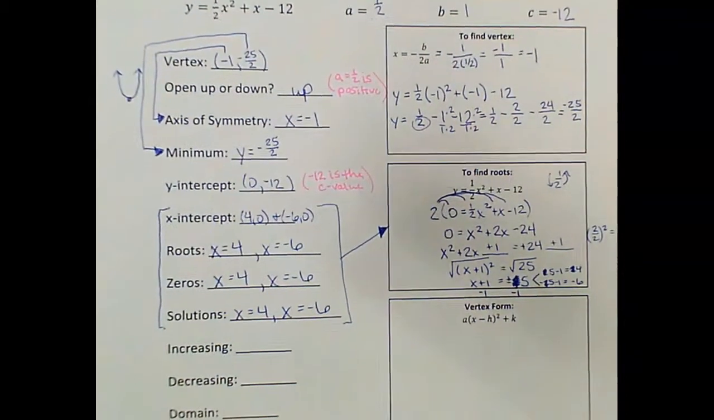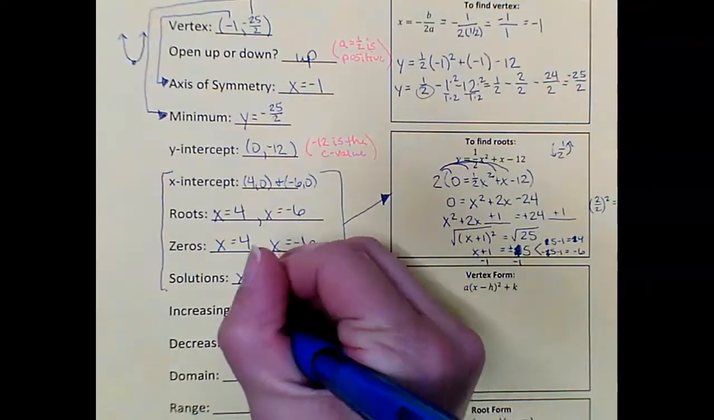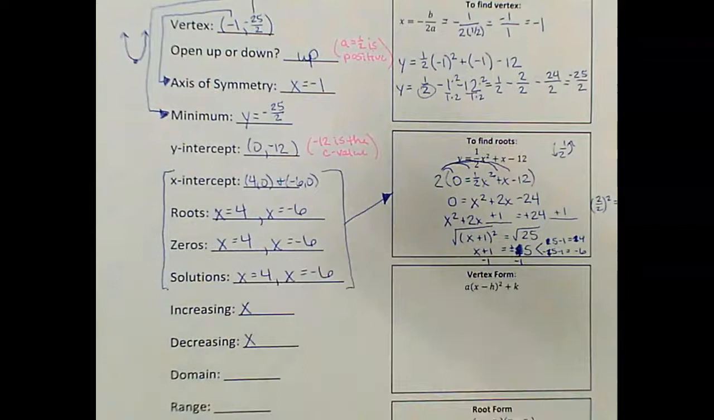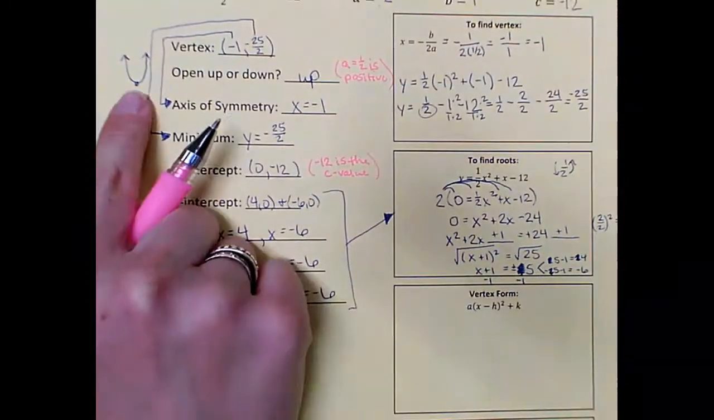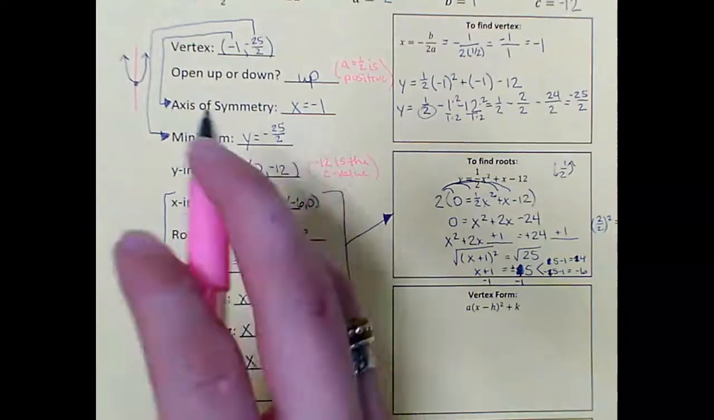Let's talk about the graph increasing and decreasing. Remember that these are intervals, so all the x values that are greater than something or less than something. So I'm going to look back at my graph, my little sketch that I have right here. Remember that the axis of symmetry goes right through x = -1.